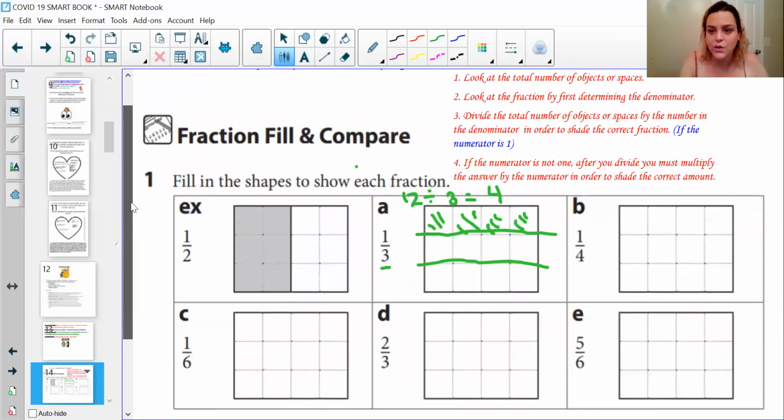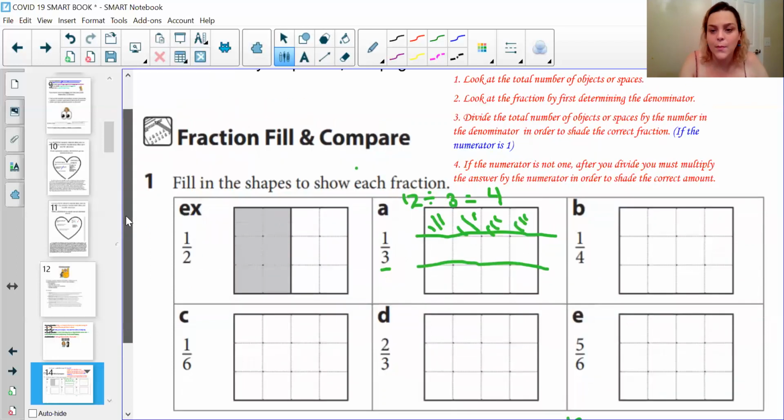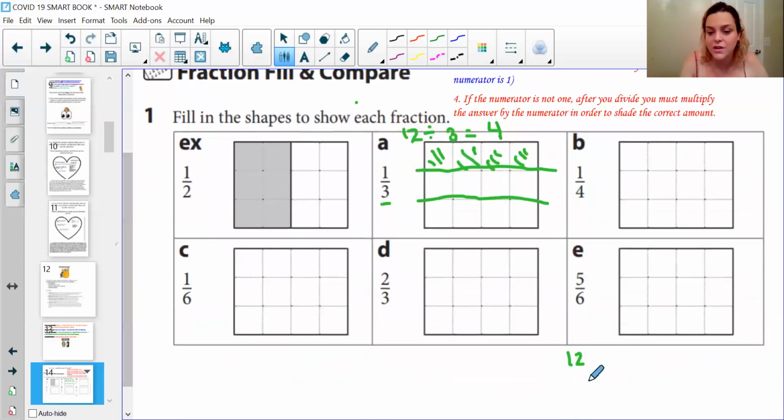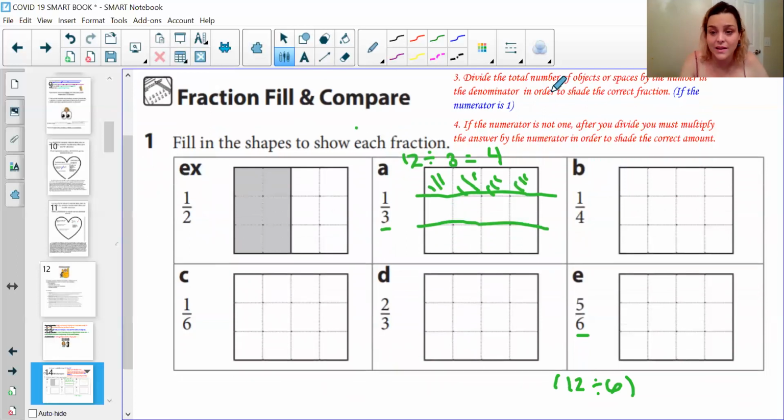Number 1, look at the total number of spaces or objects. Well, it's obviously the same. I still have 12 objects in total. And then it says to look at my fraction and look at the denominator, and it's 6. And I know I have to divide that. Okay. But this is if the numerator is 1; I'm going to continue to step 4 if my numerator is different, right?